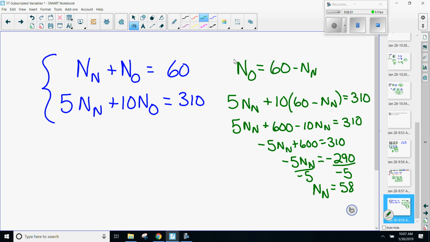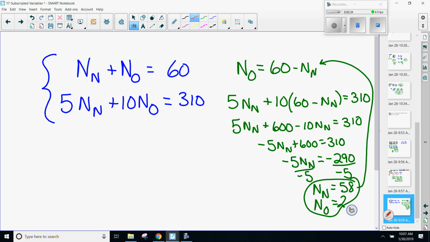Then what would you do? Because is that all we want to find? Yep. Then you need to substitute that back in. So if it were me, I would take that and substitute it in right there. So you get 60 minus 58, which is what? 2. So then you get that. What else could you do?